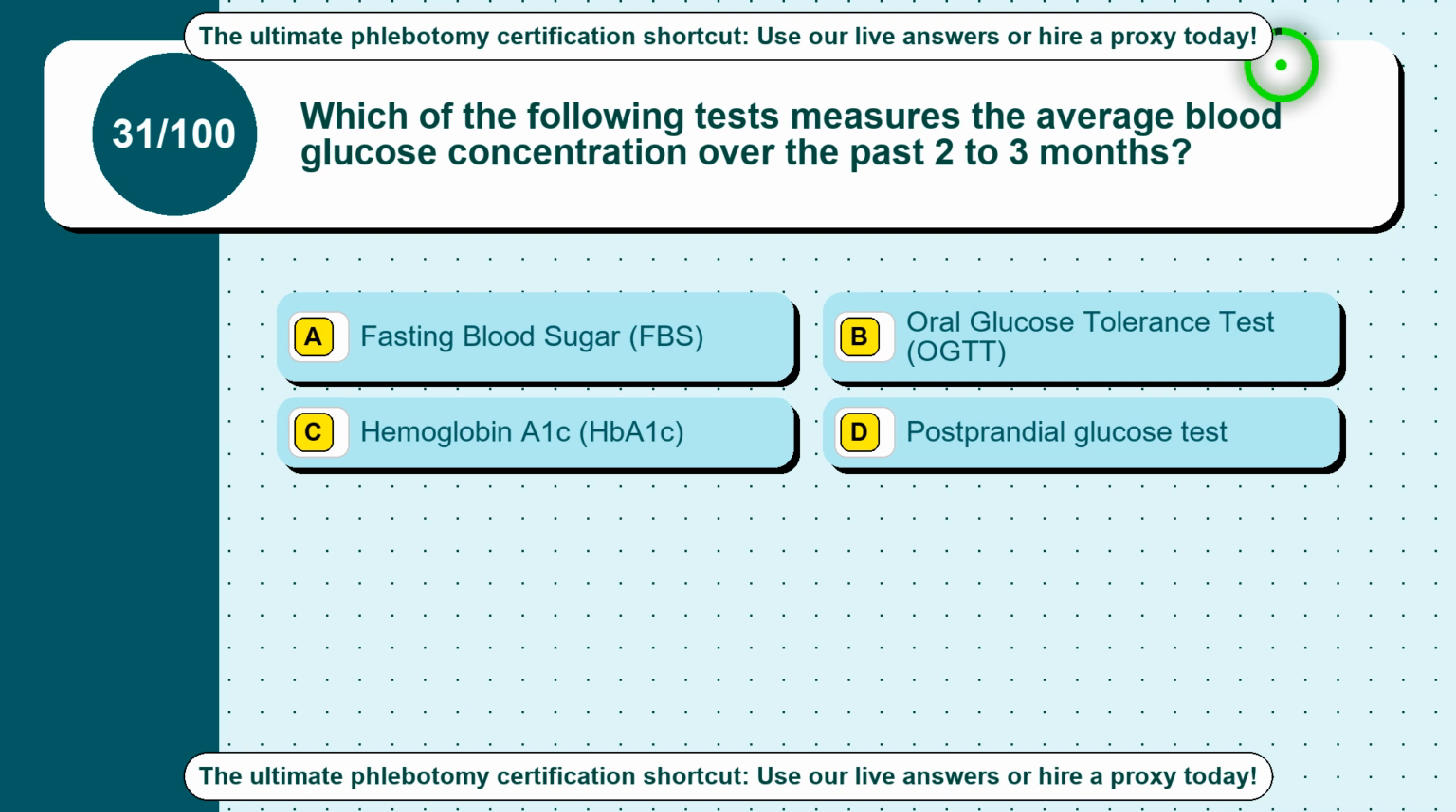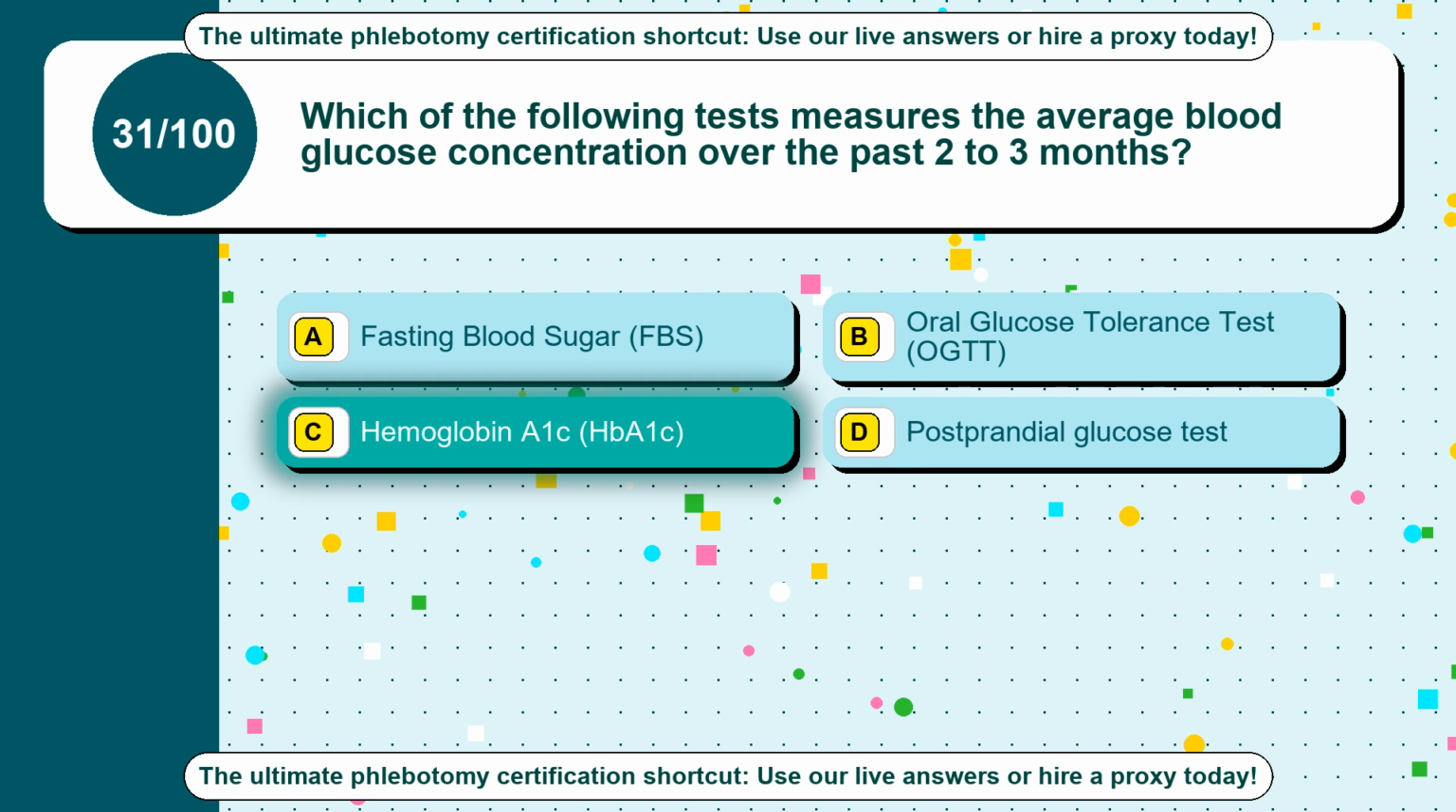Question 31. Which of the following tests measures the average blood glucose concentration over the past 2 to 3 months? Option A, fasting blood sugar, FBS. Option B, oral glucose tolerance test, OGTT. Option C, hemoglobin A1C, HbA1c. Option D, postprandial glucose test. The correct answer is option C, hemoglobin A1C, HbA1c.